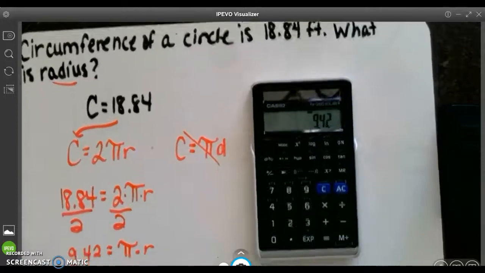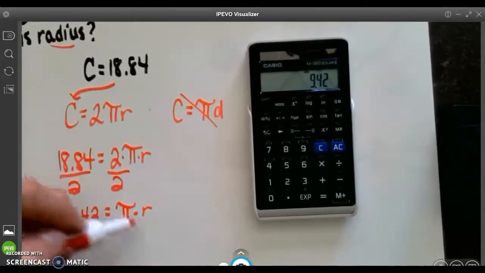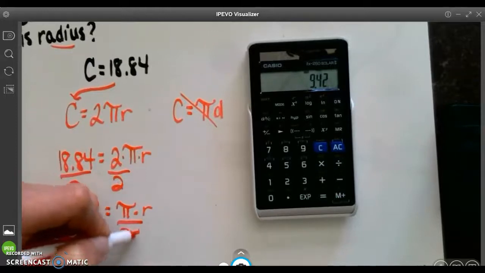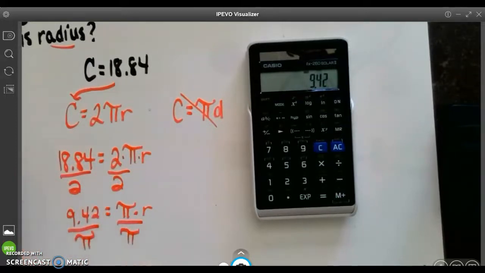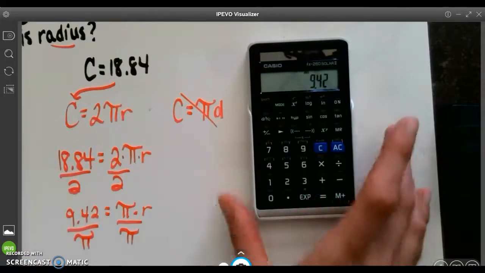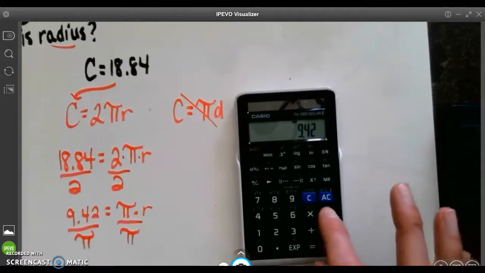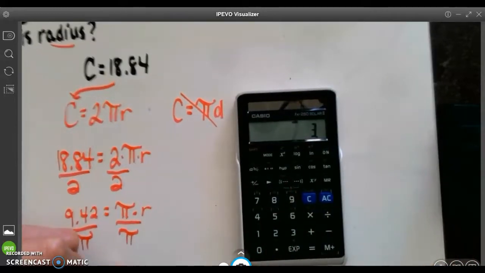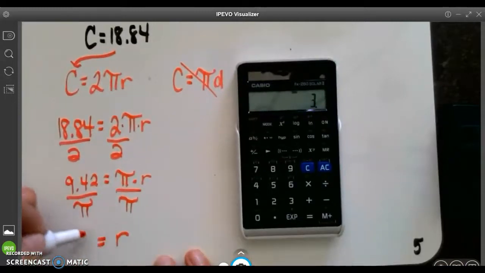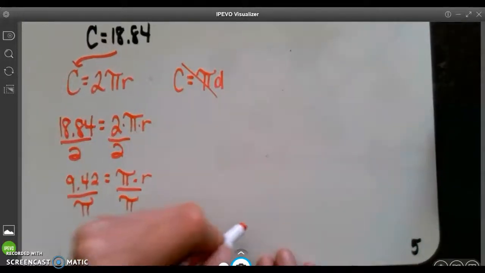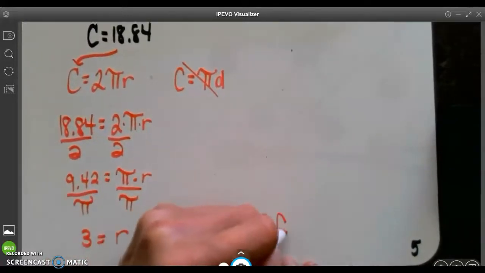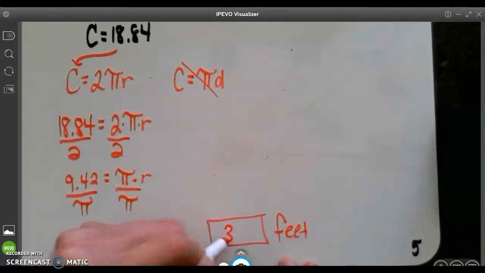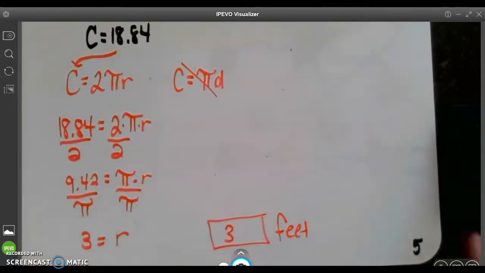Again, I want radius by itself, and I have multiplication over here, so I'm going to divide by pi, but I'm using 3.14 instead of the pi button. I'm going to do 9.42, which is already in my calculator, divided by 3.14, and it says that my radius will equal 3. So my radius will be 3. I didn't put the box on here, but in IXL, there would be a box, and it would have the word feet off to the side for you, and you just put the 3 in.